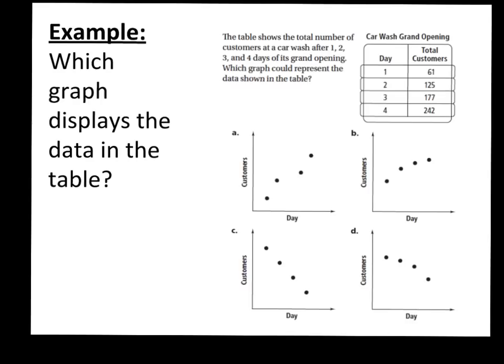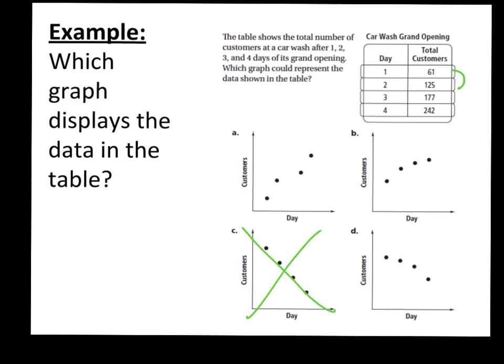Last one, which graph displays the data in the table? So the data shows the total number of customers at a car wash after 1, 2, 3, and 4 days of its grand opening. Which graph could represent the data shown in the table? So day 1 was 61 customers. Day 2 is 125. So that is increasing, okay, as we move from day 1 to day 2. So we want to make sure whatever our day 1 is, the next point is higher.